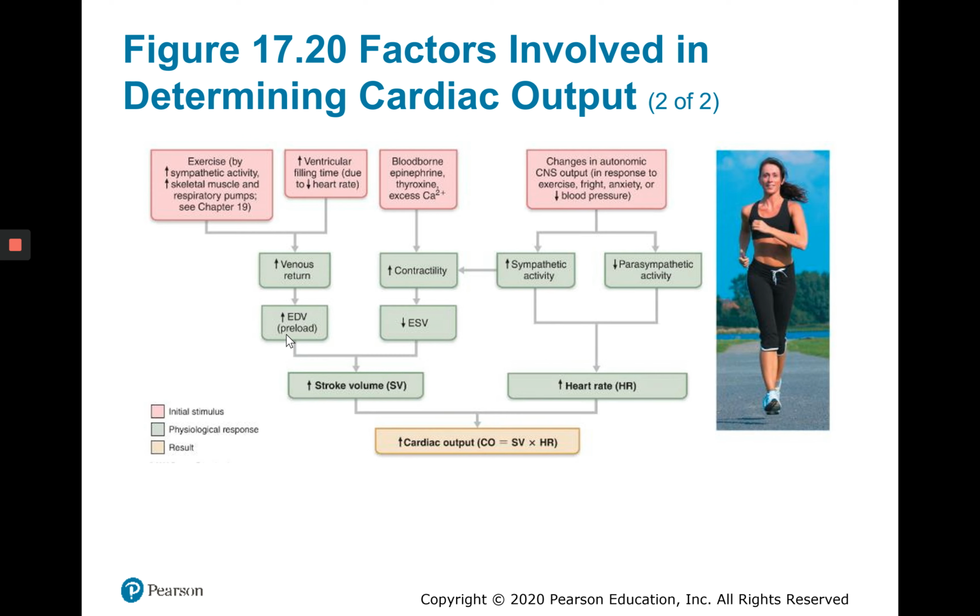And here is figure 17.20 again, looking at the factors involved in determining cardiac output. Pay attention to the green physiological responses. Understand the definitions for stroke volume, heart rate, and cardiac output. Words like EDV, ESV, and increased sympathetic nervous system activity should not be throwing you off. Understand how increased contractility is lowering ESV, or how increased venous return is increasing EDV.